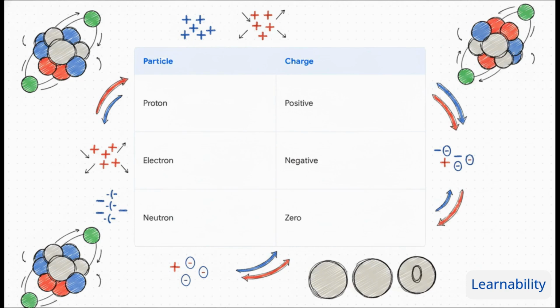Protons carry a positive electrical charge. Electrons carry a negative electrical charge. Neutrons, well, they're completely neutral, meaning they carry absolutely zero electrical charge. So it's the protons and electrons that are the true actors creating these electric forces.